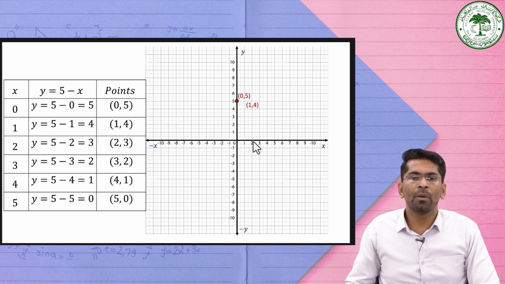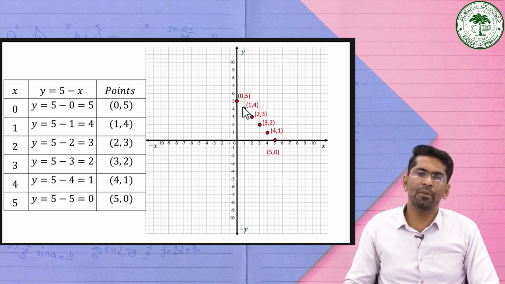Similarly, 1 and 4: when x is equal to 1, y is equal to 4. The third coordinate point is 2 and 3. So marking here, it is 2 for x and 3 for y. Similarly, 3 and 2, so this will be here. And 4, 1, where 4 is the x value and 1 is the y value. And the last one, 5, 0, which is marked here. Now we have the different points.